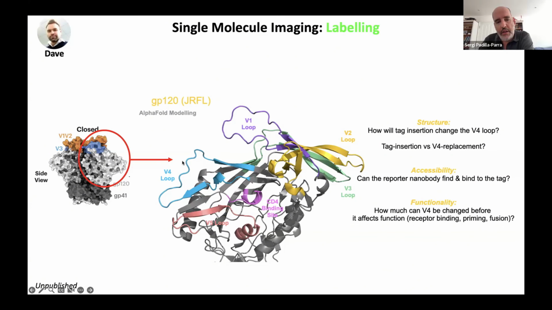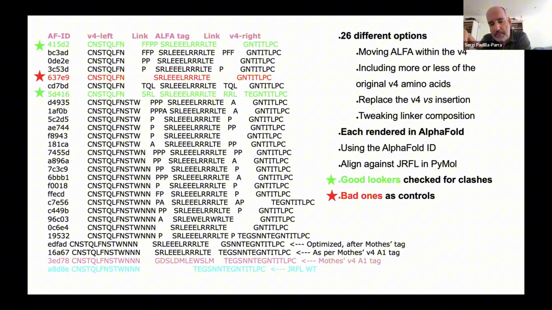And in order to understand beforehand where to insert this docking site, what we did is to use AlphaFold to generate a number of different options. We started with 10, 20, 25, 26 options so that we could predict how the insertion of this polypeptide was impacting the overall structure, and also if the docking site was distorted or not.